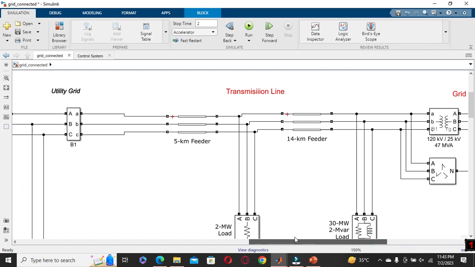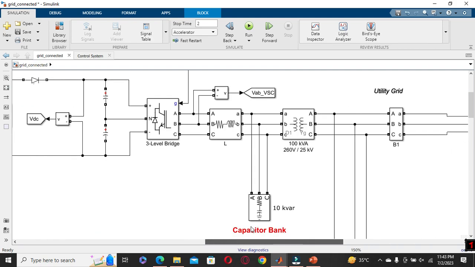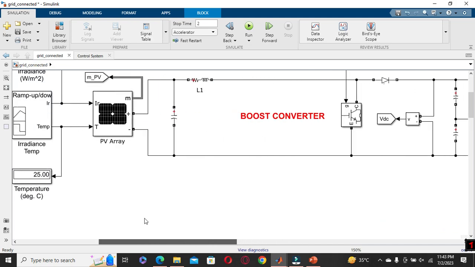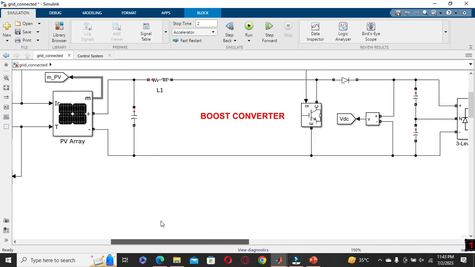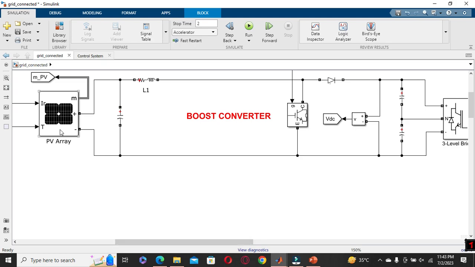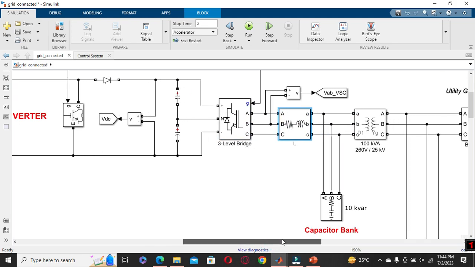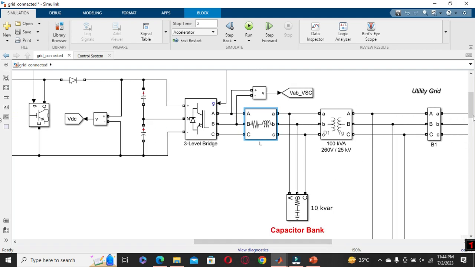So let us move to the flow of the circuit. The flow of the circuit starts from the solar panel. It will convert AC into DC from this part, and then this is fed into the grid. This is the simplest way to explain this one.